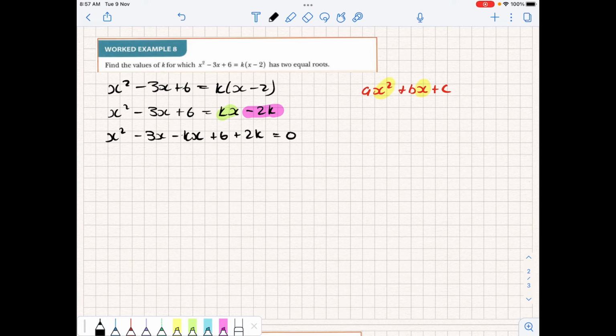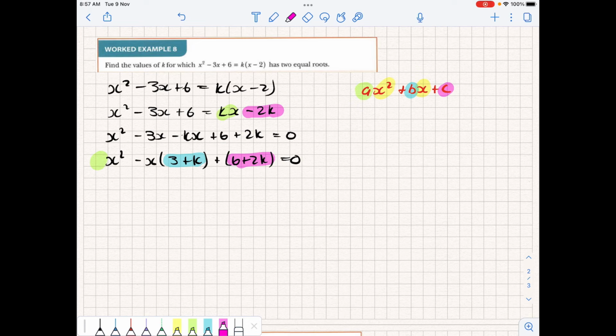I'll do one last step: x squared. I'm going to take a factor of negative x out of this term, and I'm left with 3 plus k, and then I'm going to put 6 plus 2k in a bracket. Now we can see that we have our a, which is just going to be 1. We have our b, which is the term in front of x, and finally, we have our c, which is everything that didn't have an x to begin with. So there's my a, b, and c. That's the first job that we had to do.